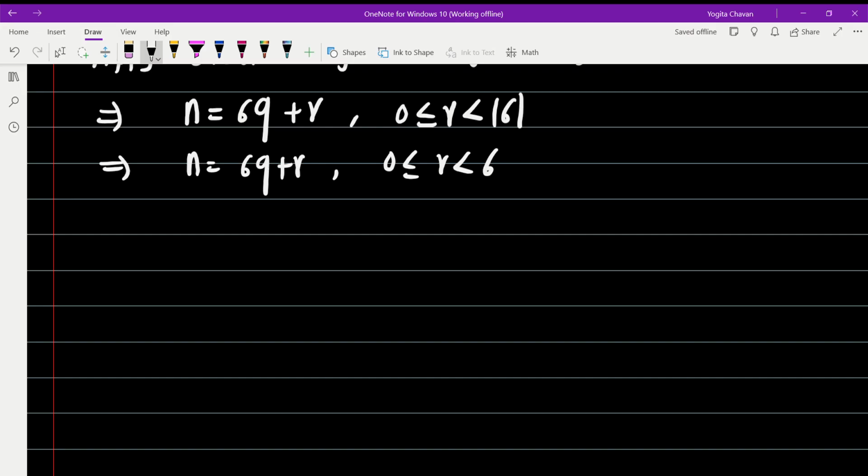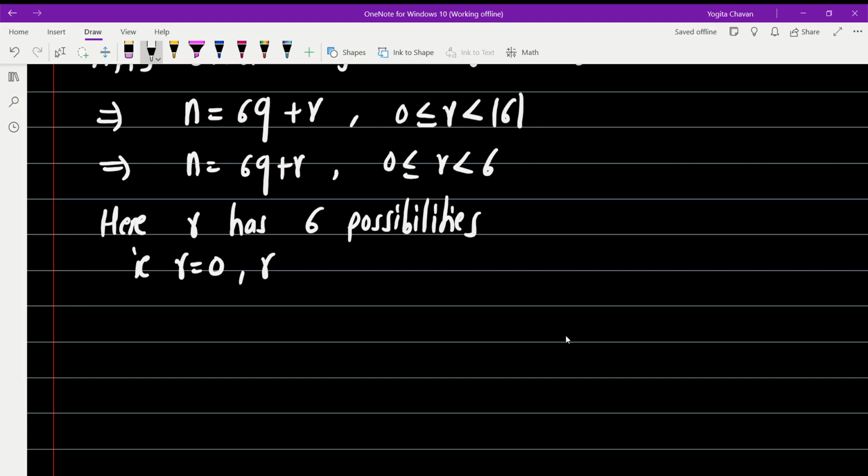So what are the possibilities for r? Here r has 6 possibilities. See, r lies between 0 and 6. r equal to 0 is also possible. So r is equal to 0, r is equal to 1, 2, 3, 4 up to 5. That is, r equal to 0, r equal to 1, r equal to 2, r equal to 3, r equal to 4, sorry, and r is equal to 5.